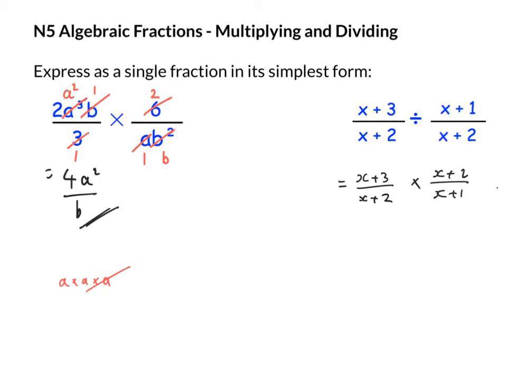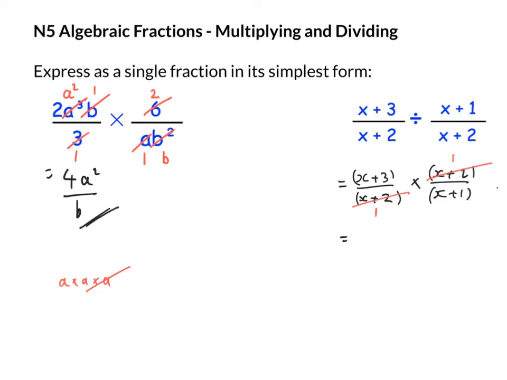Now, whenever I've got expressions like this in a fraction, I often like to write them in brackets, so I can think about them as factors in their own right. I'm looking at the tops and bottoms, looking for anything that will cancel out. I have got an x plus 2 on the top and an x plus 2 on the bottom. So I can divide the top by x plus 2 to get 1, and the bottom by x plus 2 to also get 1. The x plus 3 and the x plus 1 don't cancel each other out because they are not the same factor.